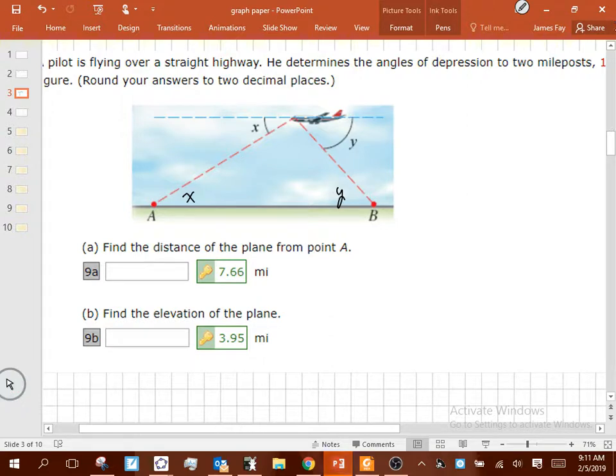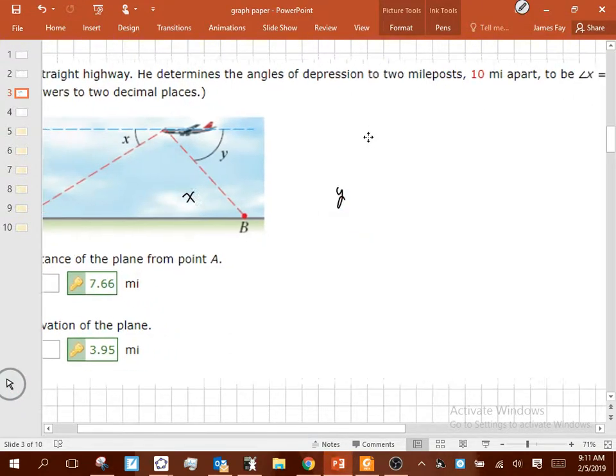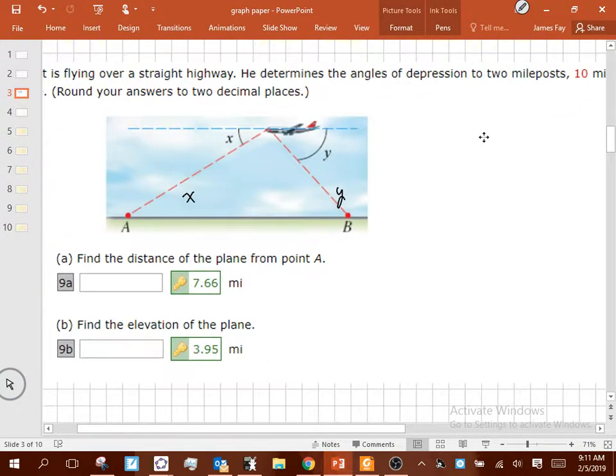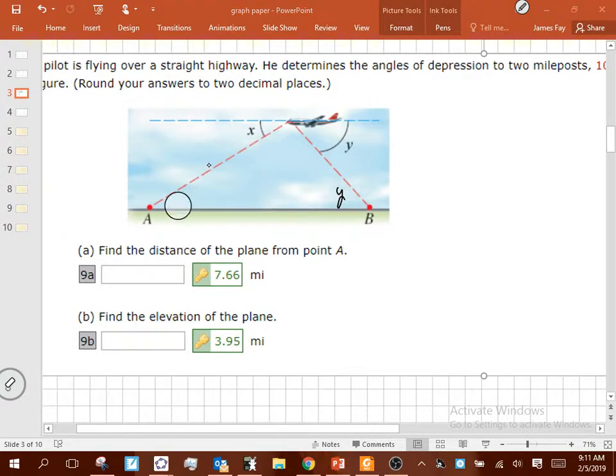Now, those two zoomed out, so let me see what they were. X was 31 and Y was 49. 31 degrees, 49 degrees. Do we know that this was 10, right? Okay, A to B was 10. The next question is, can I find that distance right there? Let's not use X, let's call it Z. Can I find that dotted red line Z?